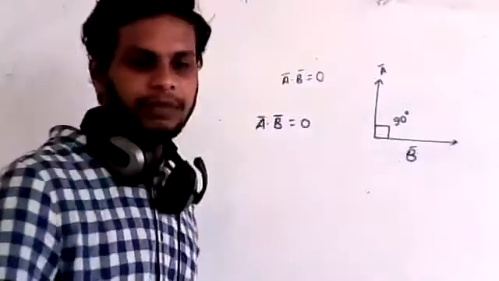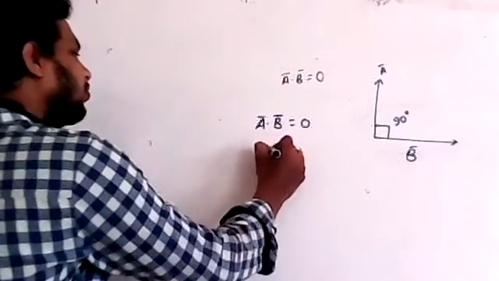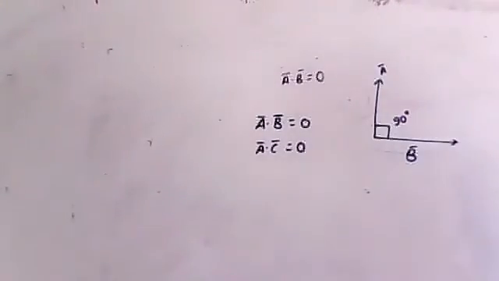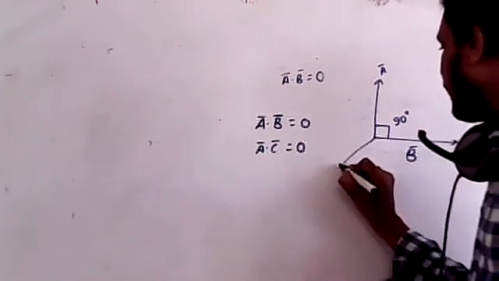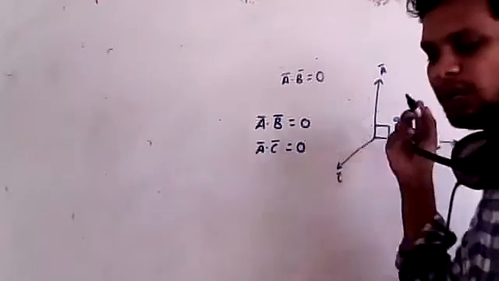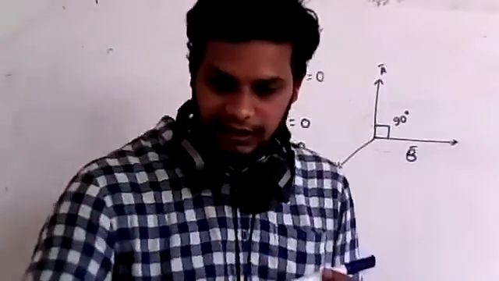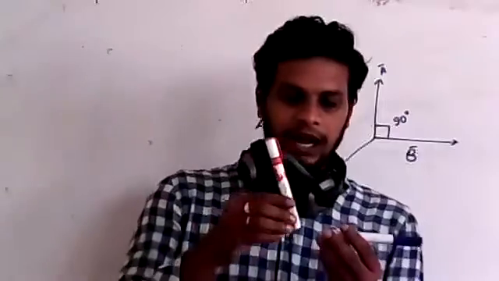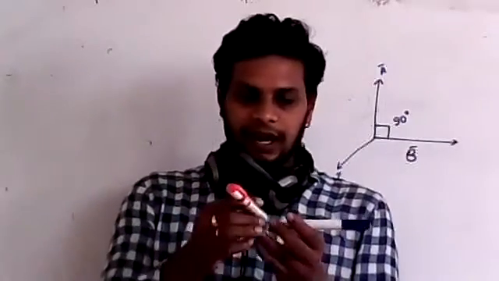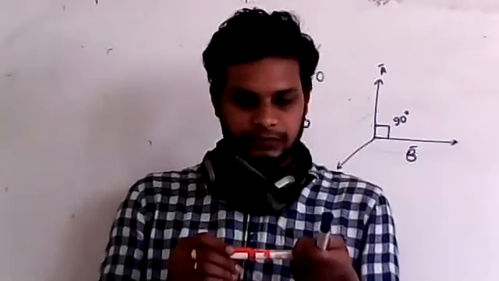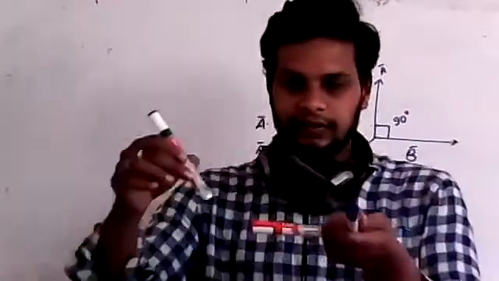Is it okay? Now, next point, what is given? A bar dot C bar is also 0. A bar dot C bar is 0 means the angle between A and C is also 90 degrees. Now you can say A, B, C are mutually perpendicular. Understand it clearly. For example, I will take this as A bar, this as B bar, and this as C bar.